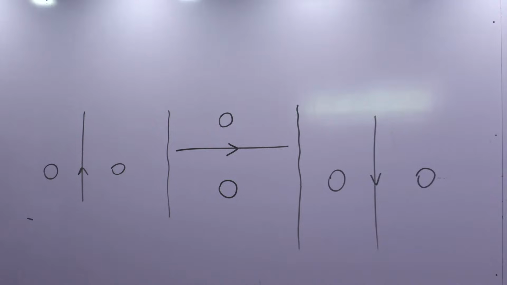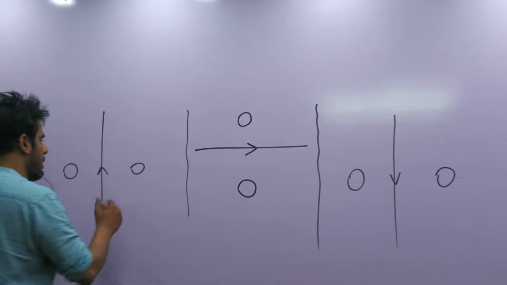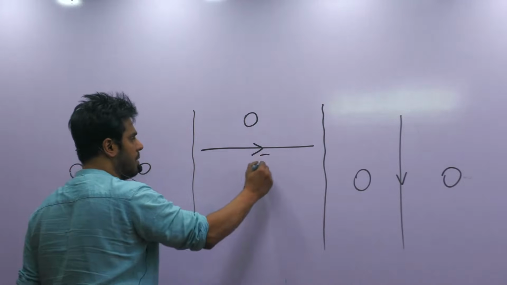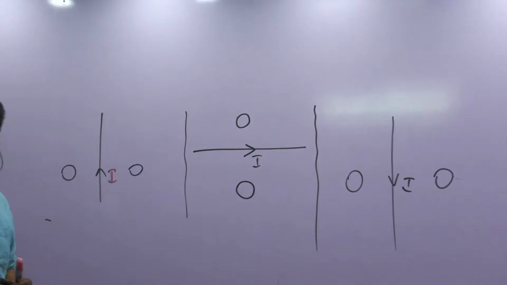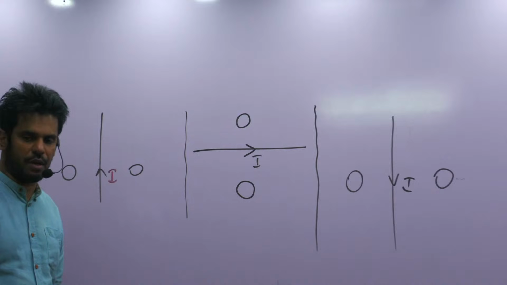Then find the direction of magnetic field due to the given current. Now this is I and this is I. Given current is I. Now here you have to label direction of magnetic field for the given current by using right hand law.